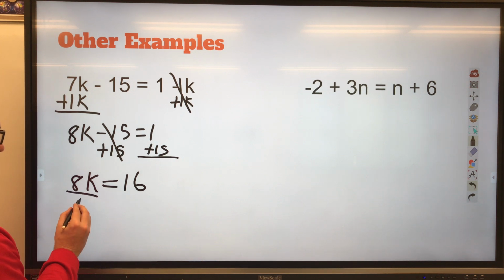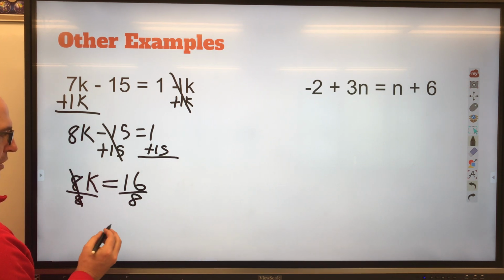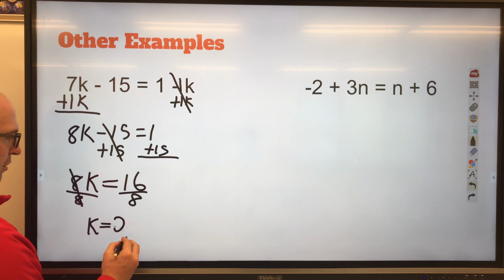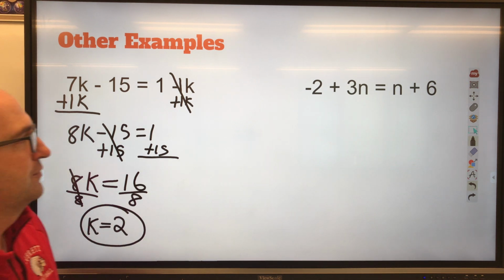I'm going to divide by its coefficient to get k isolated all by itself. So k would equal 2.